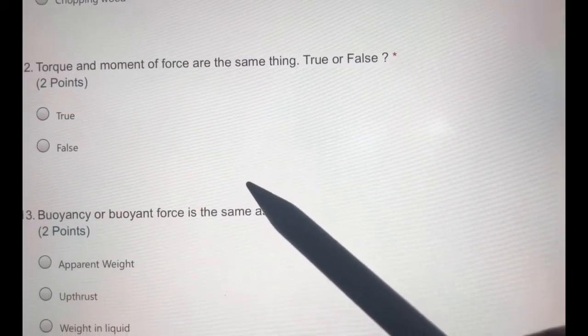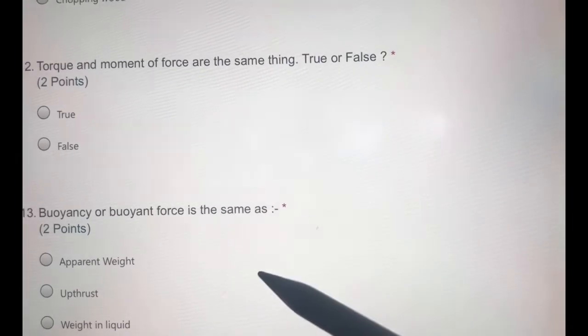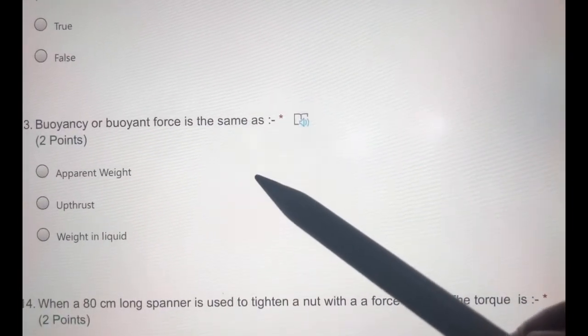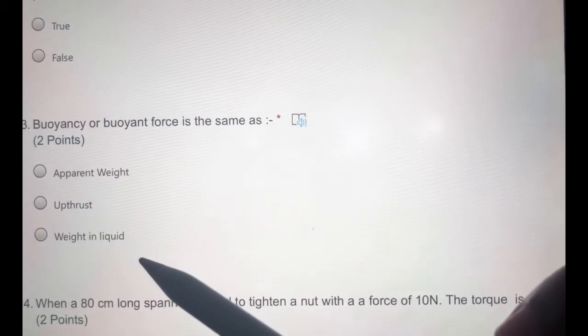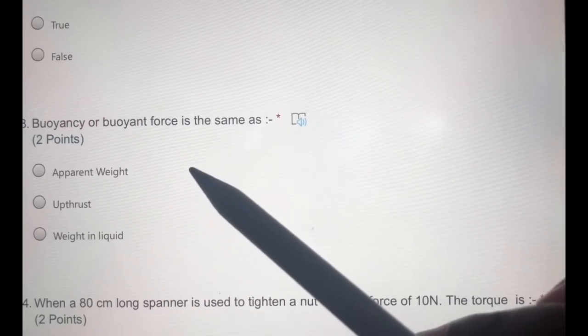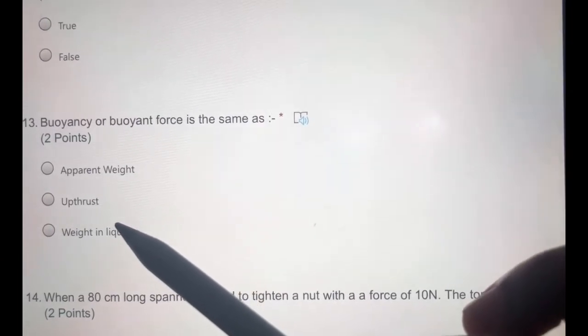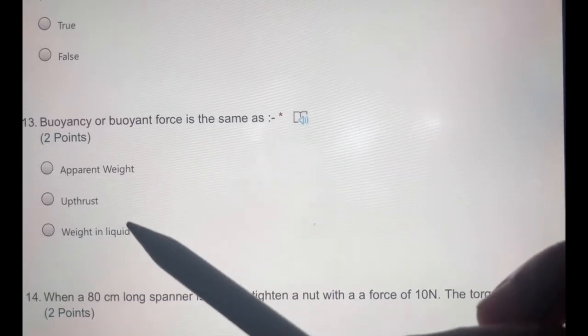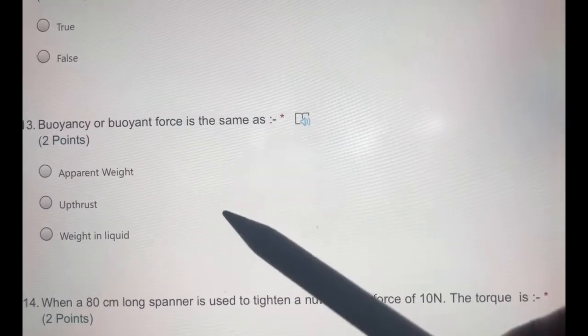Torque and moment of force, are they the same thing? Yes, they are the same thing. So this option is true. Buoyancy or buoyant force is the same as apparent weight, upthrust, weight in liquid? So buoyancy or buoyant force is the same as the upthrust. If you look at this option, apparent weight and weight in liquid, they're actually the same. But buoyancy or buoyant force is the upthrust.